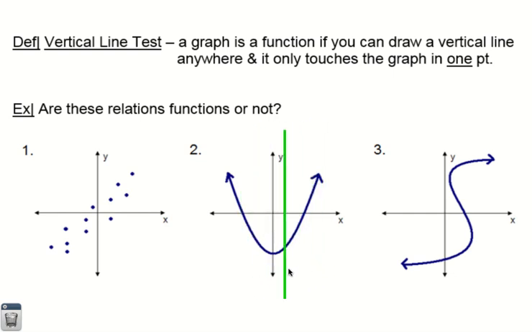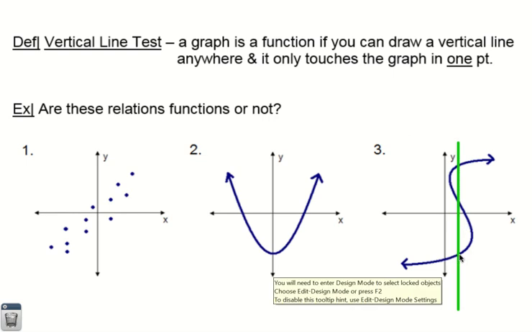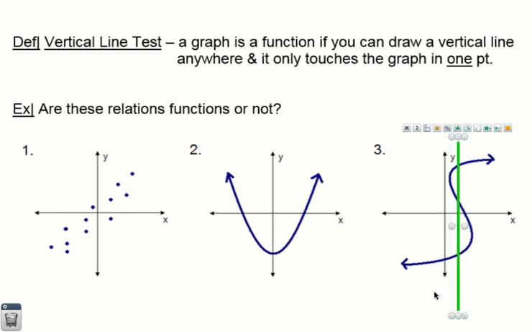Nope, nope, nope. So this passes the test. When you move your vertical line, it passes, passes, passes, passes, passes. But once you get to here, look at this. This touches the graph once, twice, 3 times. So that's a fail. And so graph number 3 here is not a function.